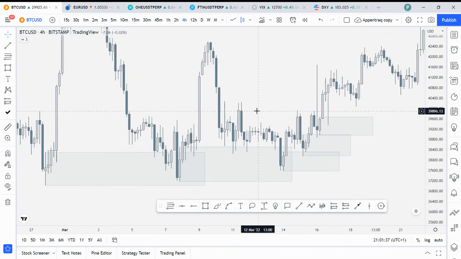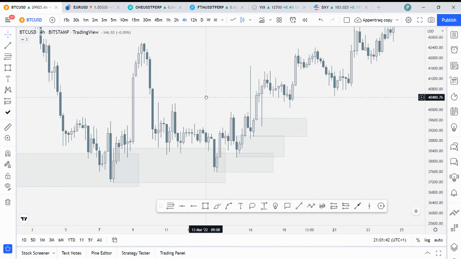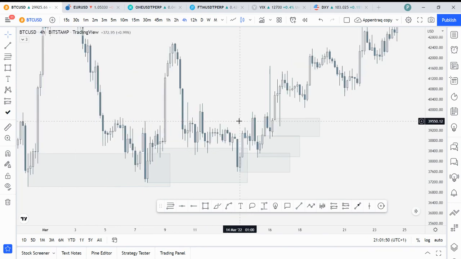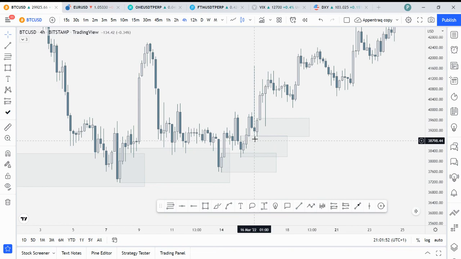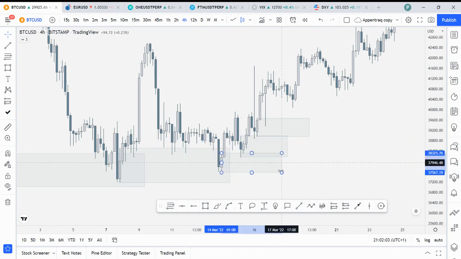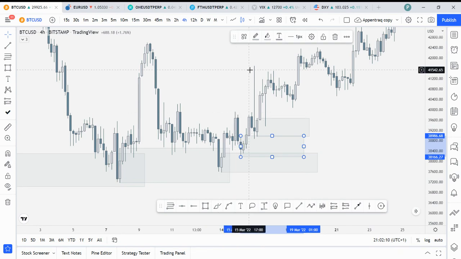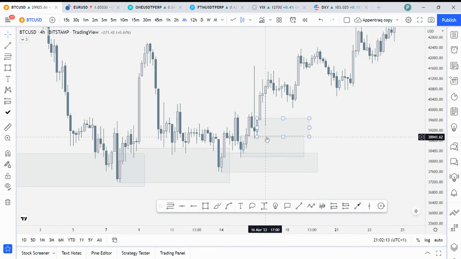Why the extreme zone is the first zone that forms before a break of structure. Okay, so this is a very good example of a decisional and extreme zone. In this case, this is the extreme zone, and this is the decisional zone when we are looking at this high before it breaks.